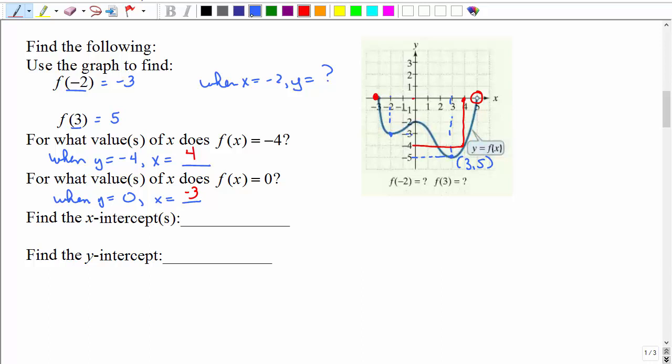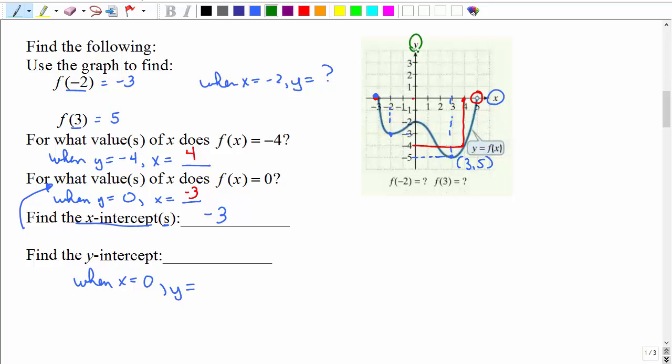Find the x-intercepts. Well, the x-intercepts are where there are points along the x-axis, which is really the same exact question as the one before. When y equals 0, what is x? And this is the only point. You can have more than one x-intercept on some graphs, but not this particular one. Find the y-intercept. That says when x is equal to 0, what is y?